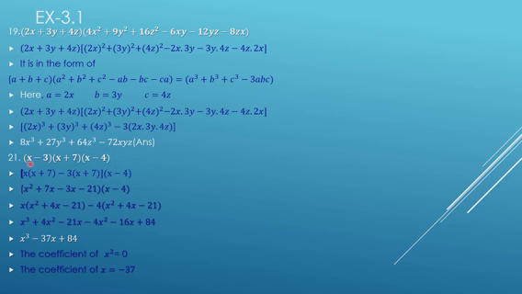So first we have to multiply x minus 3 into x plus 7. I've kept them within the square brackets. So x into x plus 7 minus 3 into x plus 7. So you get x square plus 7x minus 3x minus 21. Now this expression will be multiplied by x minus 4. So 7x minus 3x is 4x.